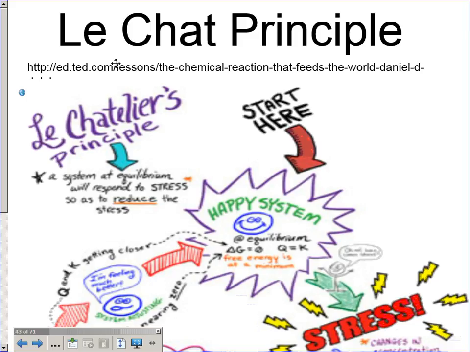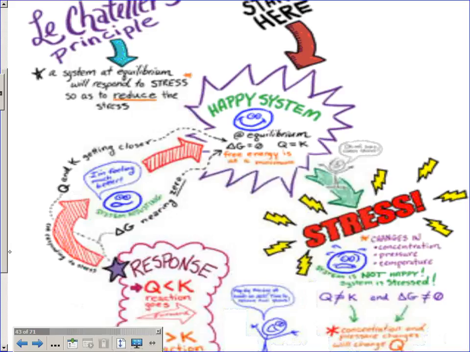So what he did was, what stress did he add? He added heat, right? So that's going to be relevant to endothermic and exothermic reactions, which we're going to talk about here shortly. So this is just a graphic to show you that things will be happy, you stress it out, and it's going to find a way to reestablish itself back to equilibrium.